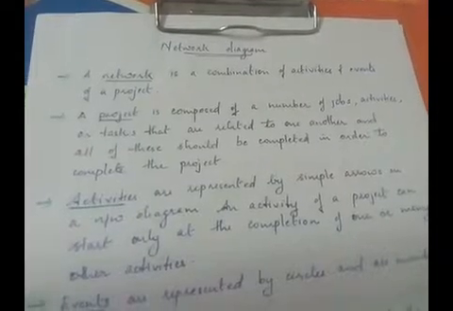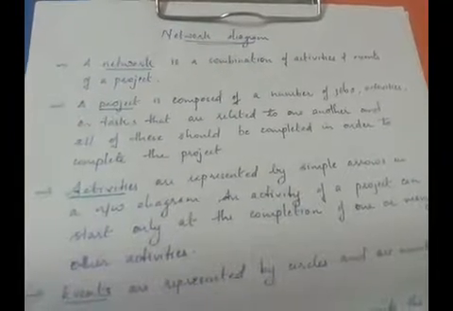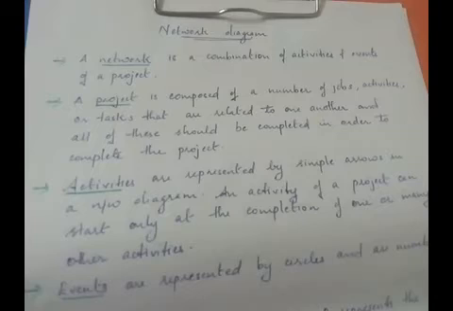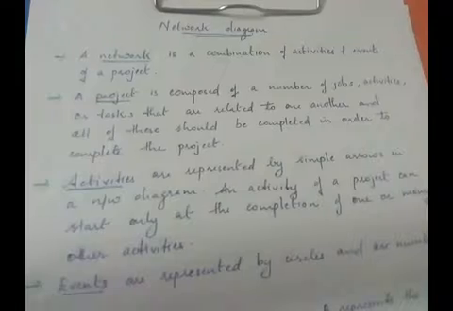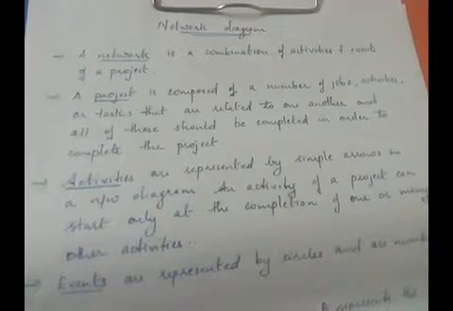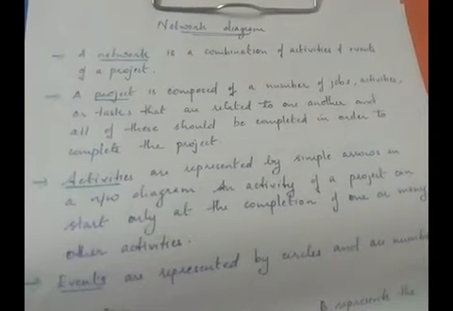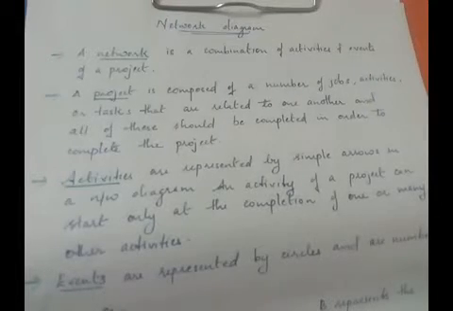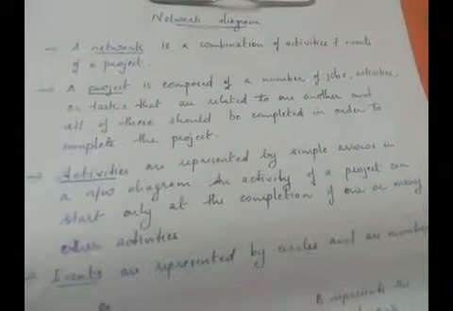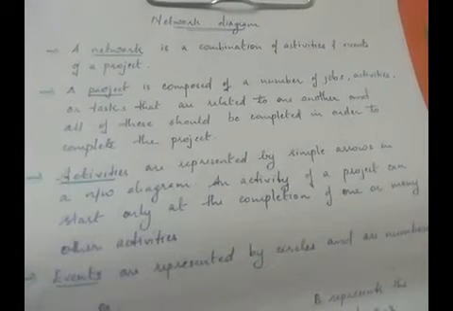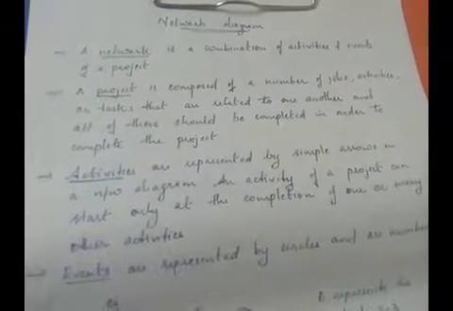Network diagram. So we are going to see how we can draw a network diagram in OR. Now a network in OR means it's a combination of activities and events of a project. A project here consists of a number of jobs, activities or tasks that are related to one another, and we can say that a project is complete only if all these activities are completed. That means a network is a combination of all the activities and events that occur in a project.